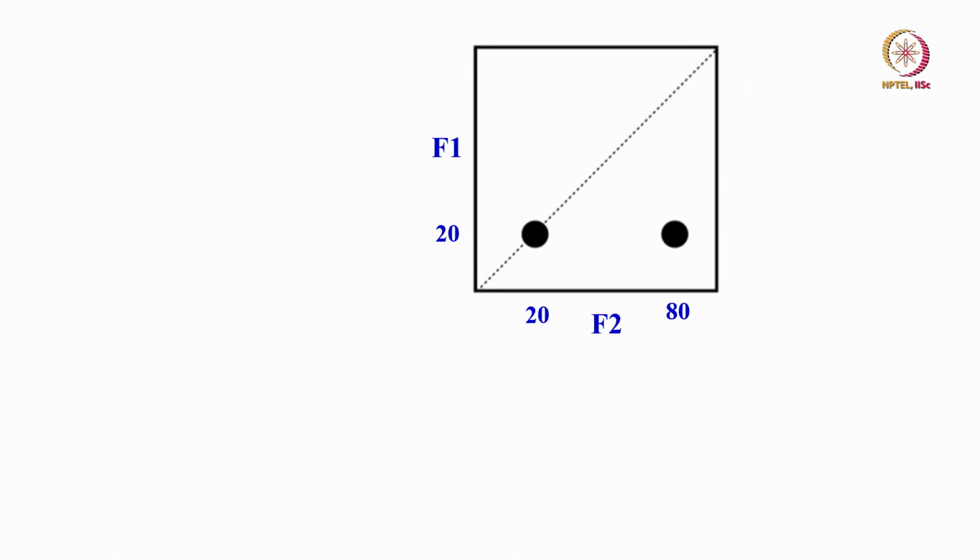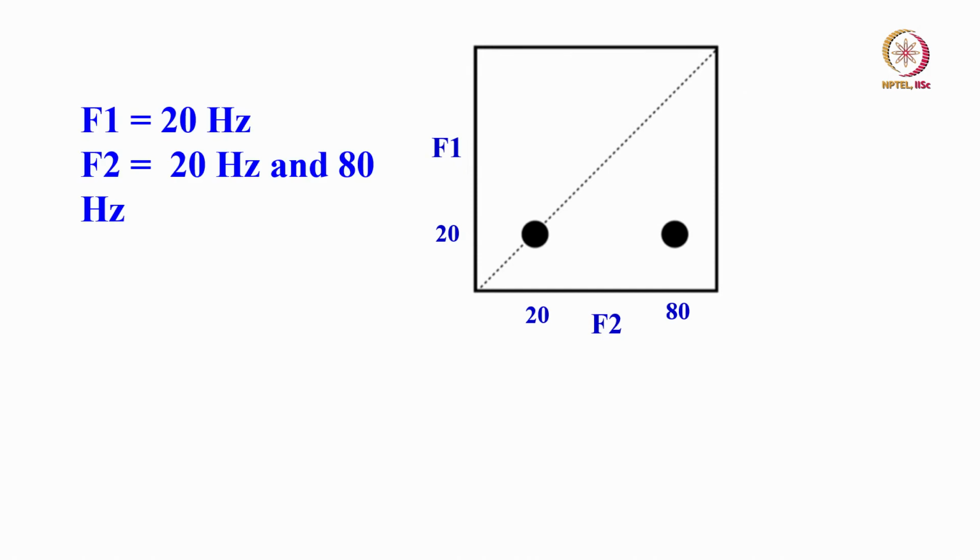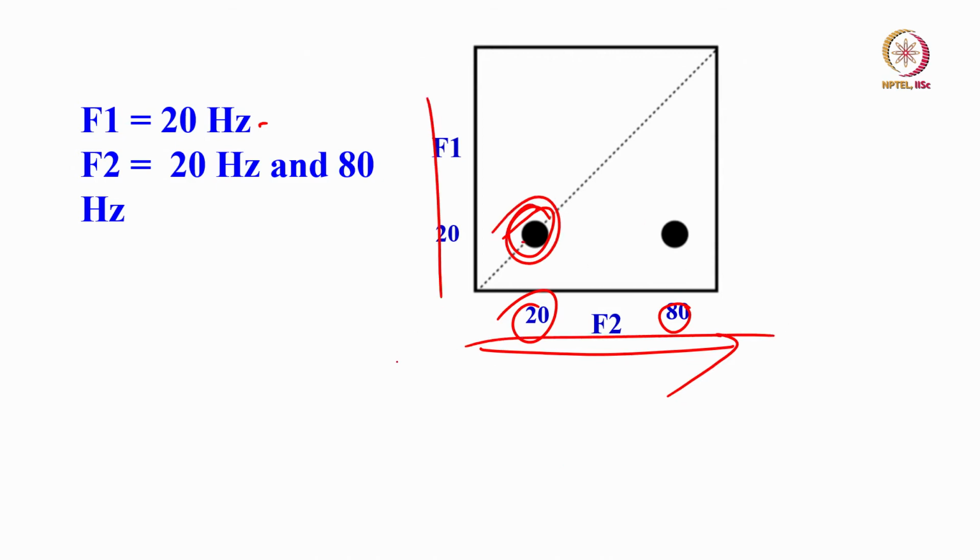Now I have a peak at 20 hertz in the T1 period, and I have peaks at 20 hertz and 80 hertz both in the T2 period. Now you see I have two peaks in this dimension, this and this. In this dimension I have only one peak. So in the F1 dimension I have one peak at 20 hertz. In the F2 dimension I have two peaks at 20 hertz and 80 hertz. What do you understand from this?